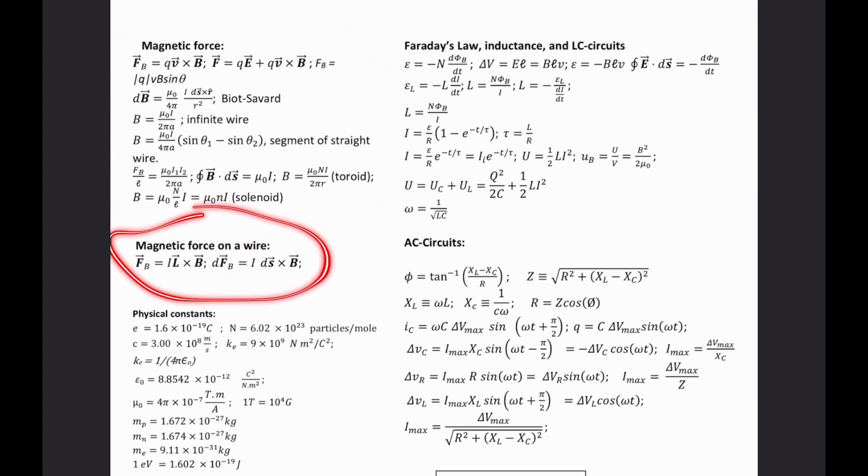And I actually wanted to complete the first section by also mentioning this equation here. So as you can see, this is very similar to this first equation. F_B equals, in this case, we have I, which is different from Q. I is the current, Q is the electric charge. We have L. L is a bold letter with a vector quantity. This is just the direction of the current in the current carrying conductor.